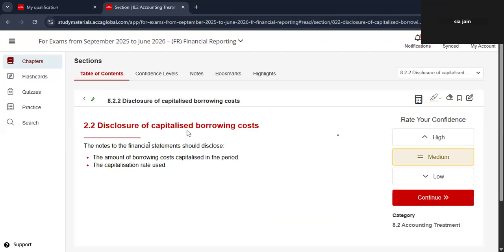Disclosure of capitalized borrowing cost. The notes to the financial statements should disclose the amount of borrowing cost capitalized in the period and the capitalization rate used. So the notes which we write to the financial statements should include the capitalization rate which we used for calculating our interest expense, and the amount of borrowing cost we capitalized using the capitalization rate.